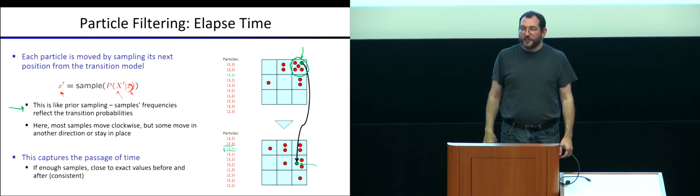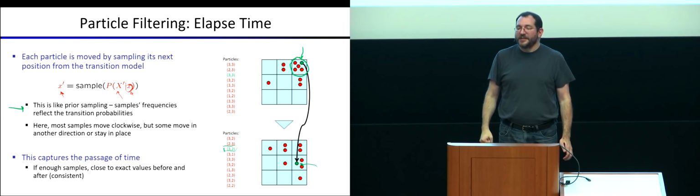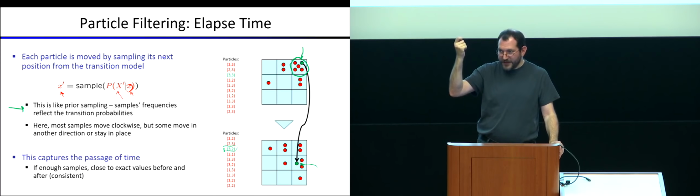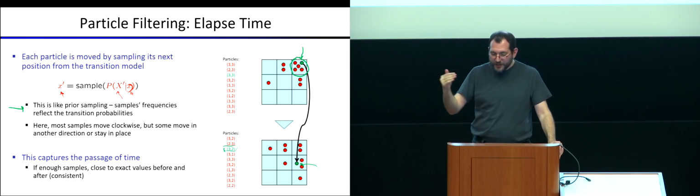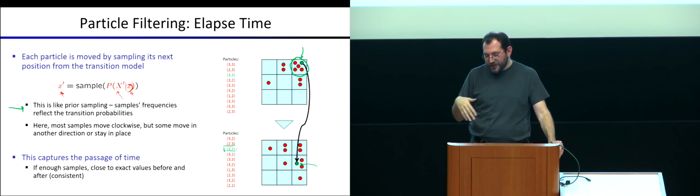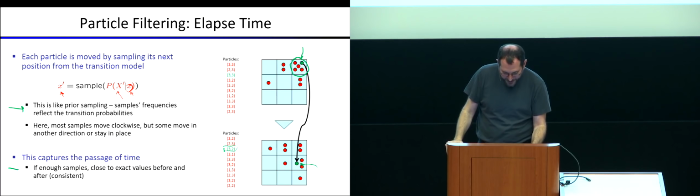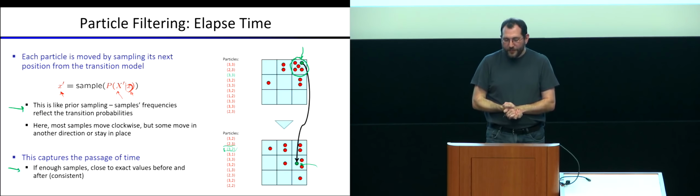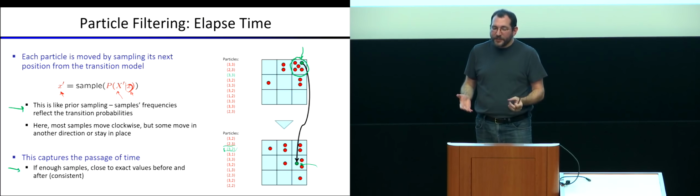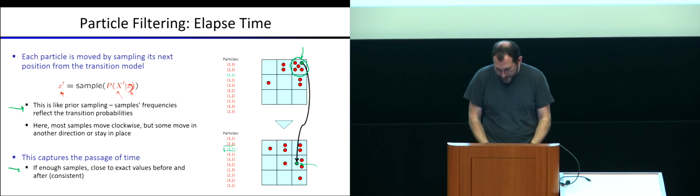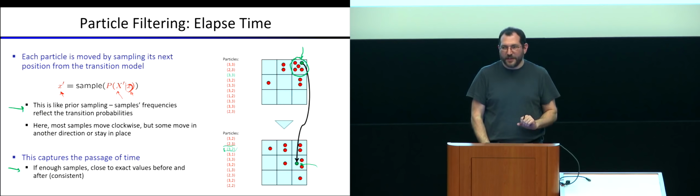Oh, you chose sprinkler on. Let's sample for wet grass. And so for each of these samples, oh, you're in 3, 3. Let's sample a future for you. So each particle before becomes a particle after, evolved according to the dynamics. And this is going to capture the passage of time. If you have enough samples, these will look pretty much like the exact values before and after. If you only have a couple samples, it'll be super noisy.